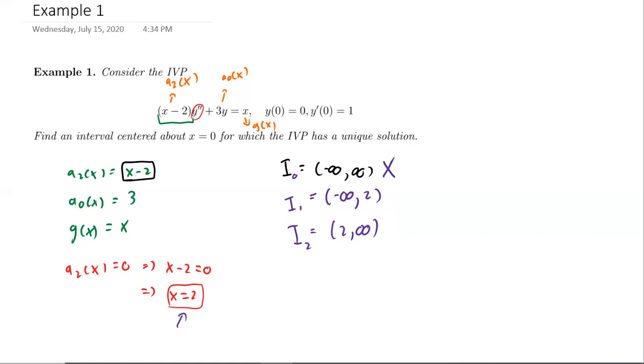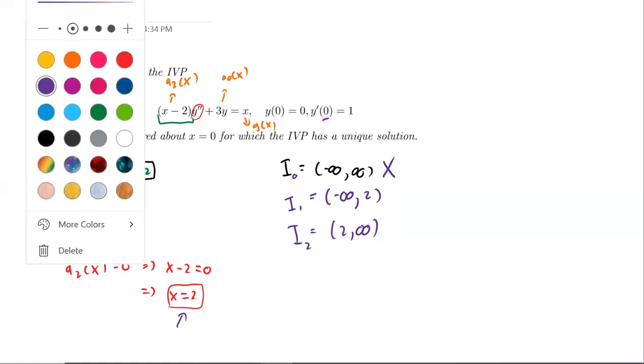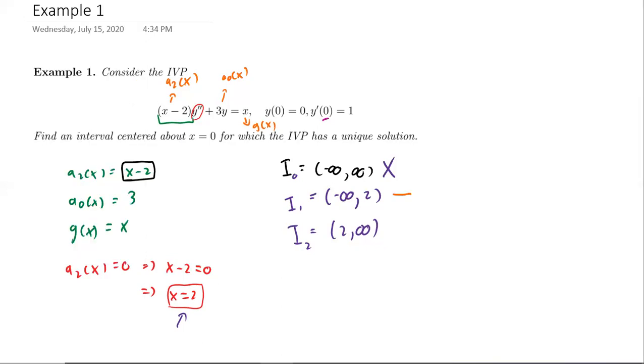Why? Because the interval also has to contain the input value, which is 0. The interval has to contain x equals 0. Only one of these two intervals contains the x value x equals 0. That interval is I sub 1. Sorry, I was going to talk about something else. I forgot that the interval also has to include whatever input we have in the initial condition. So I forgot about that part. So don't make that mistake.